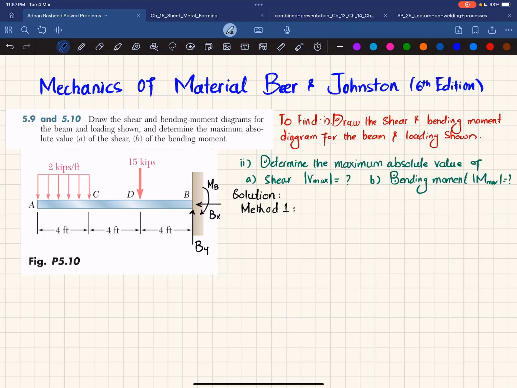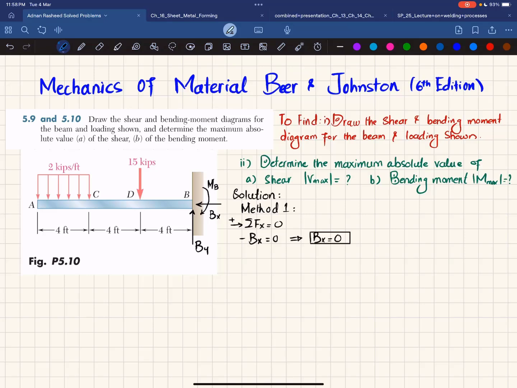So the first equation of equilibrium is that the sum of all forces along the x direction must be equal to 0, and force toward the right is taken as positive. You can see only Bx is acting horizontally and there is no other force, and this is in the negative direction, so minus Bx is equal to 0, and from this we get that the horizontal reaction force Bx is equal to 0.